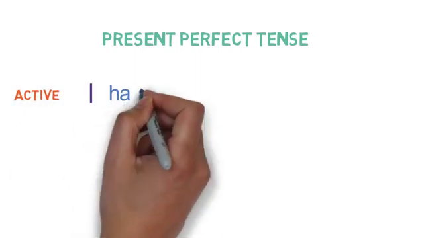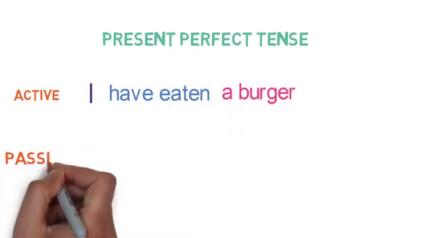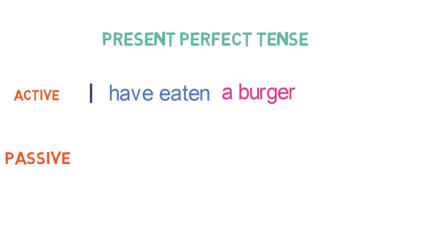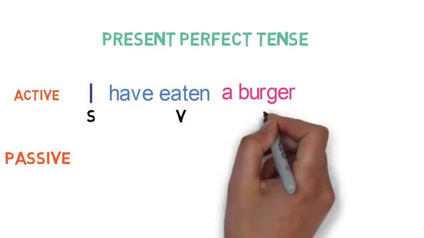Now let's see an example of present perfect tense. Active sentence: I have eaten a burger. Firstly, we need to identify SVO, that is subject, verb and object. So here I is the subject, eaten is the verb and a burger is the object.